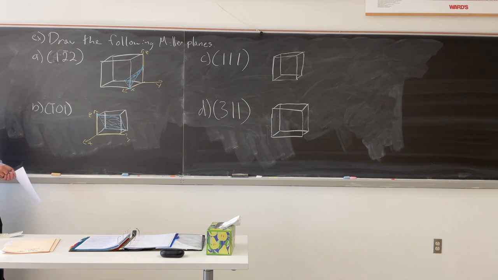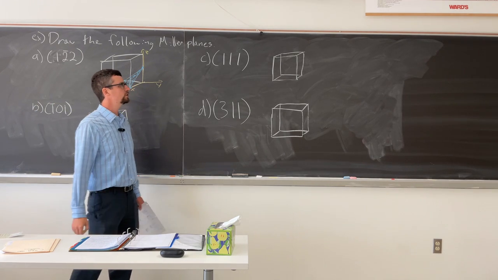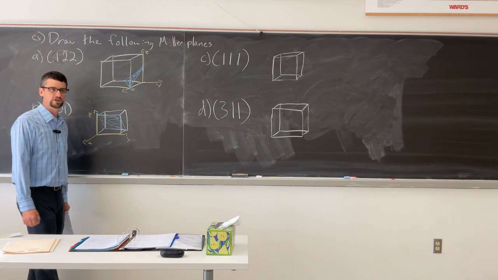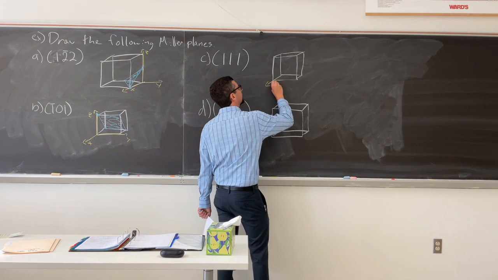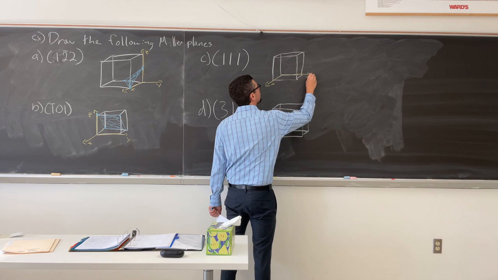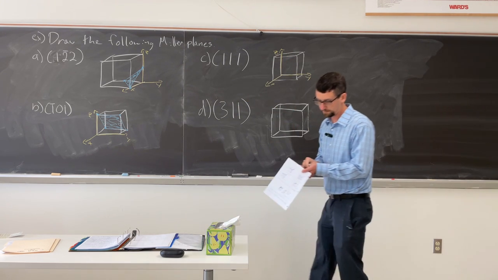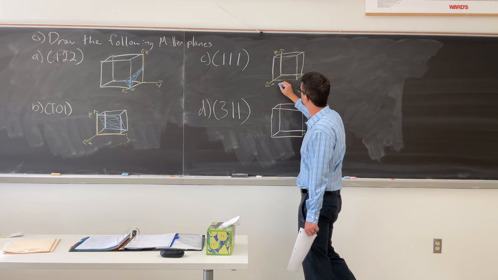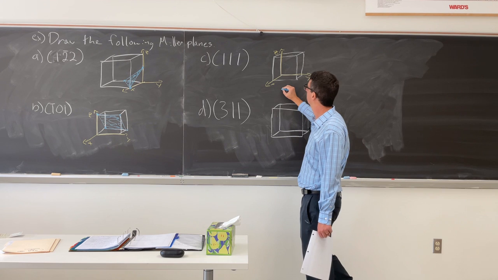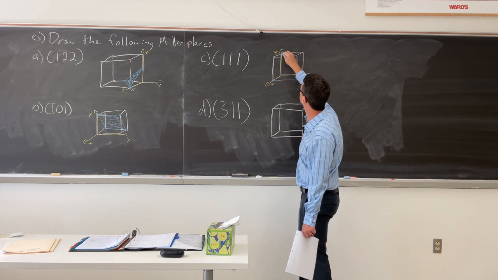Okay. 111, I think I had you do for your homework. Where should we put the origin? Yep, back left, usual spot. Okay, where are my points that intercept the axes? Yep, specifically. So A, B, C.